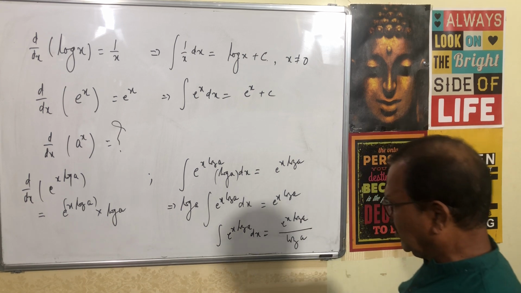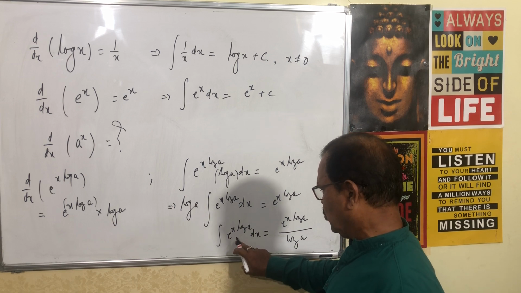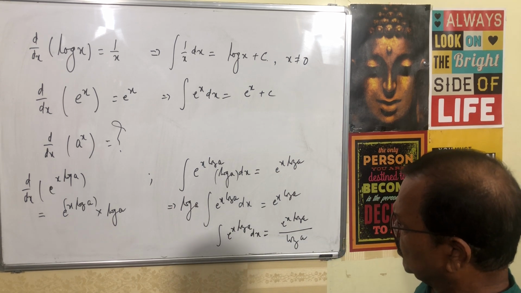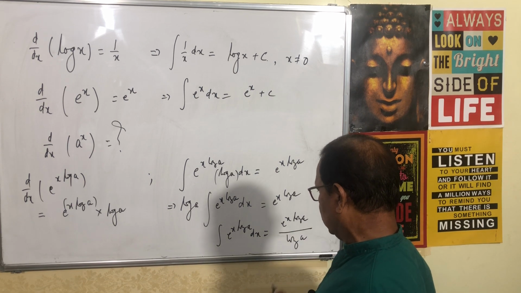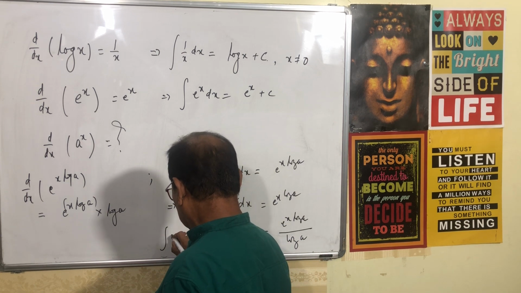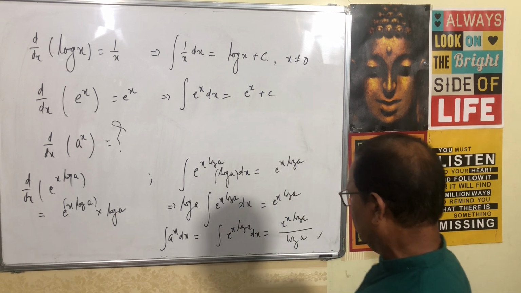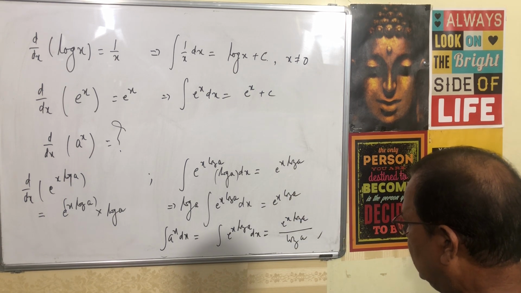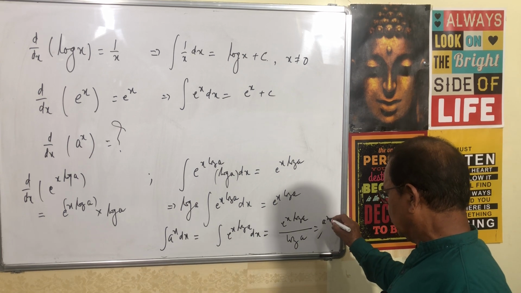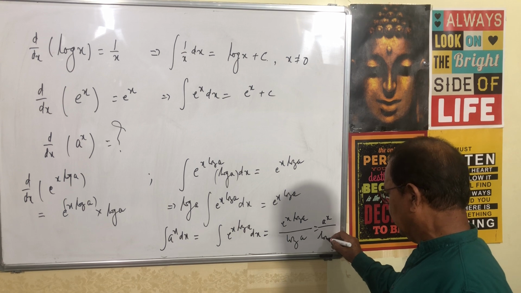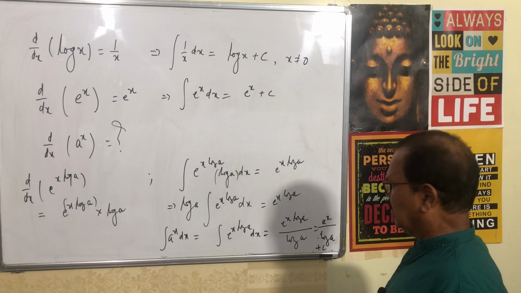And here you have understood e to the power x log a is what? a to the power x. This is a to the power x because you have seen. So, finally, we can have integral of this, equal to e to the power x log a upon log a, and this can also be written as a to the power x divided by log a. So, this is the final integration shape of this integral.